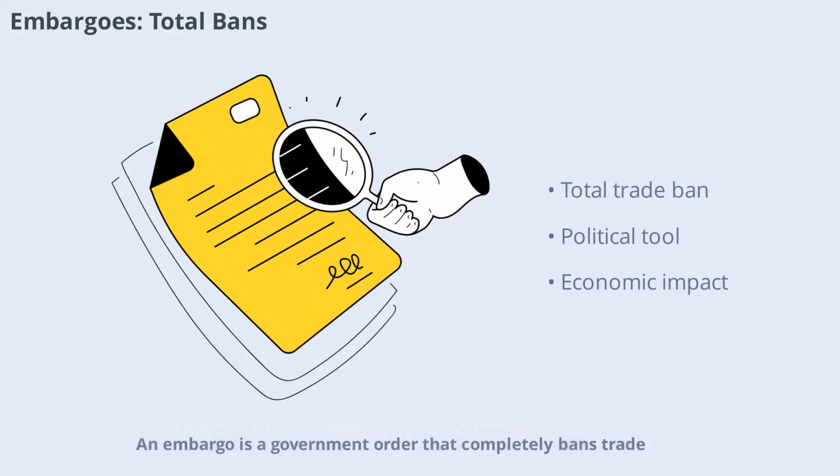An embargo is a government order that completely bans trade with a specific country or the import of certain products. Embargoes are usually imposed for political reasons, such as to pressure a country to change its policies. While effective in some cases, embargoes can also hurt businesses and consumers in both countries involved.